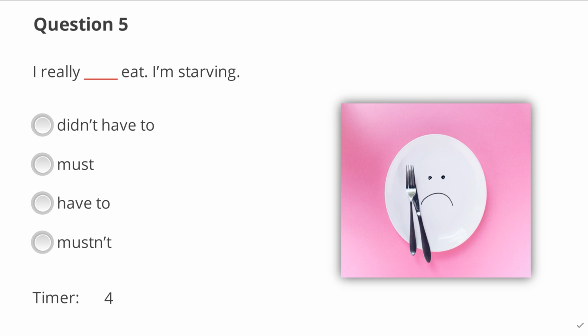Don't let the hunger get to you right now. We need to get this done first. So must is the right one because it is something that I need to do for myself. I feel hungry, so I need to eat. So must is the right one.